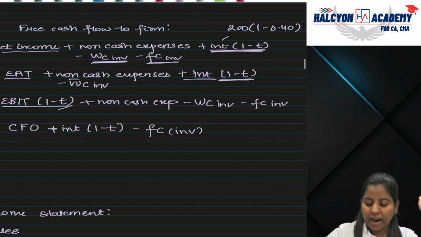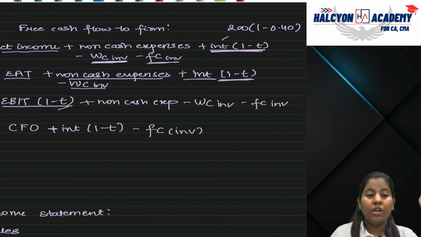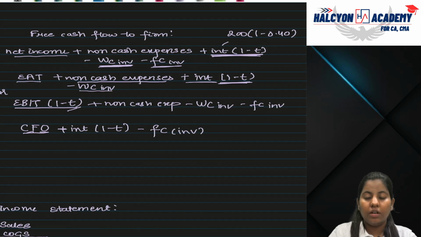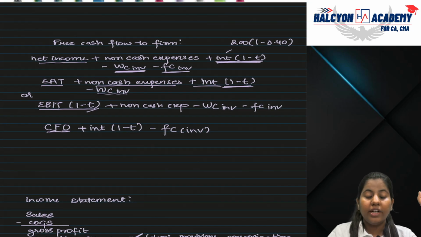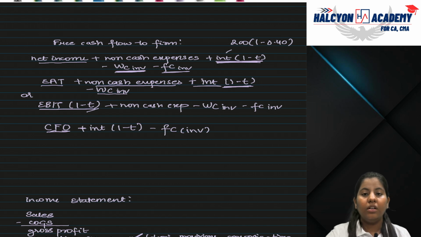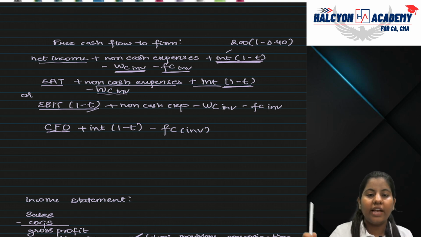In net profit we are adding non-cash expenses and deducting working capital investment. So instead of writing that, we can write CFO. We can directly write CFO plus interest net of tax minus fixed capital investment, because fixed capital investment is not considered in CFO, that is cash flow from operations. Working capital is considered because it is for daily operations.